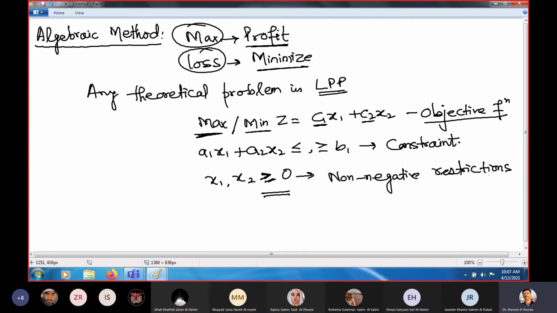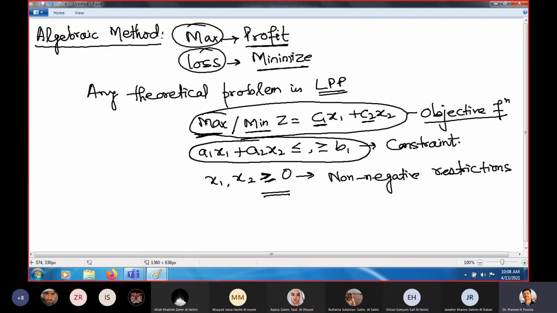These are non-negative restrictions. So my dear friends, these are the 3 important points for the linear programming problem: objective function, constraints, and the non-negative restrictions. So this is step number 1. In this step, we write any theoretical problem as a linear programming problem. This you must understand. We have already finished this topic.